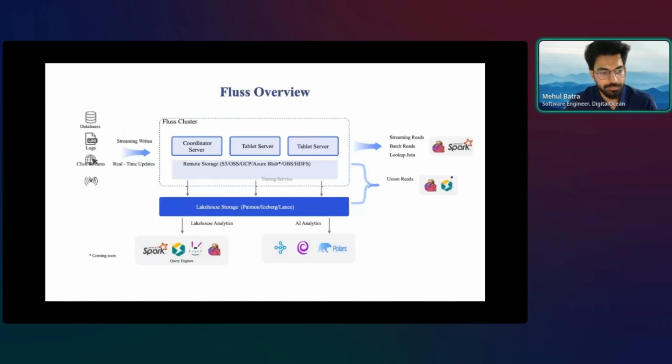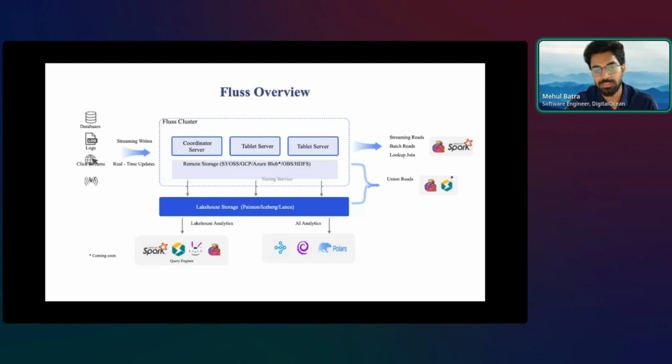Let me give you a brief overview of Fluss and how the architecture looks. On the left, you can see we have n number of data sources from where data gets generated. It could be from your databases, your logs, your app clickstreams, or from IoT devices. There are engines in between which can stream-write or put your updates onto Fluss, and Fluss will be your storage layer, which sits in the center.